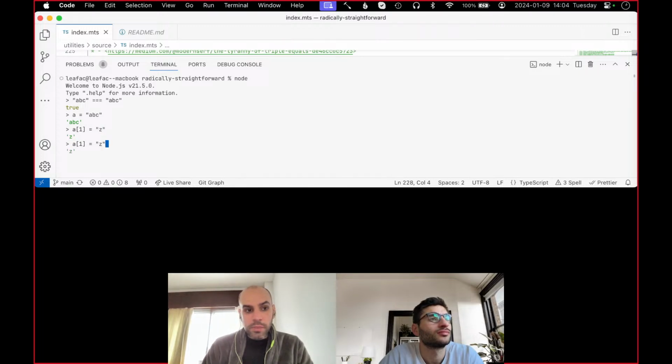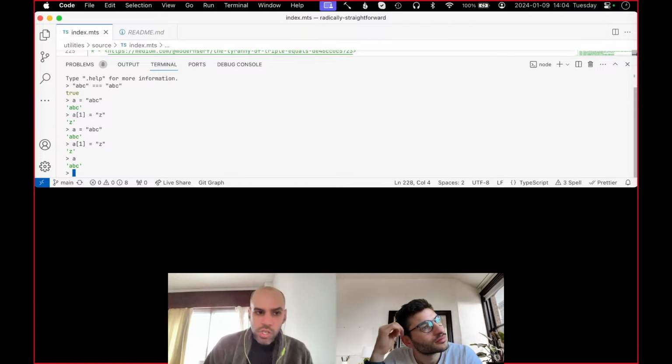And in JavaScript, that does not work. Oops, that does not work. If you do this, then A is still ABC. Strings are immutable in JavaScript. And because they are immutable, then the simple equality with triple equals works.